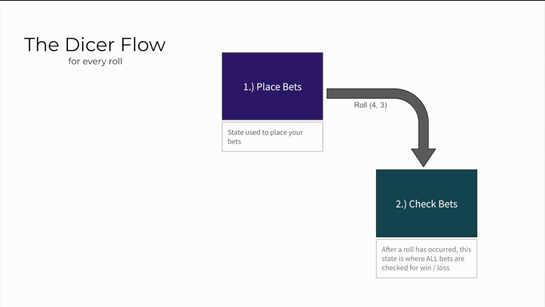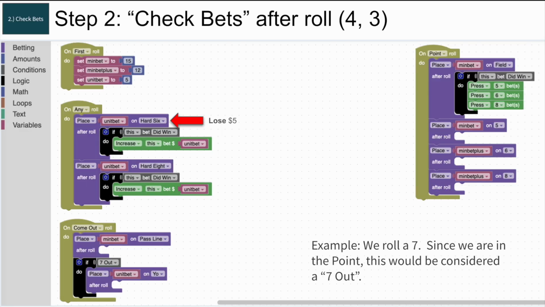For our next roll, let's see what a 7-out scenario would look like. Since our bets have already been placed from the last process, we can now proceed to the check bet step, where we will reconcile all of our bets for this unfortunate roll. Starting with the hard ways bets, we can see that we will lose $5 for the hard 6 and $10 for the hard 8, since it was pressed from a previous step. Our pass line bet also loses, as well as our field and the pressed 5, 6, and 8 bets.